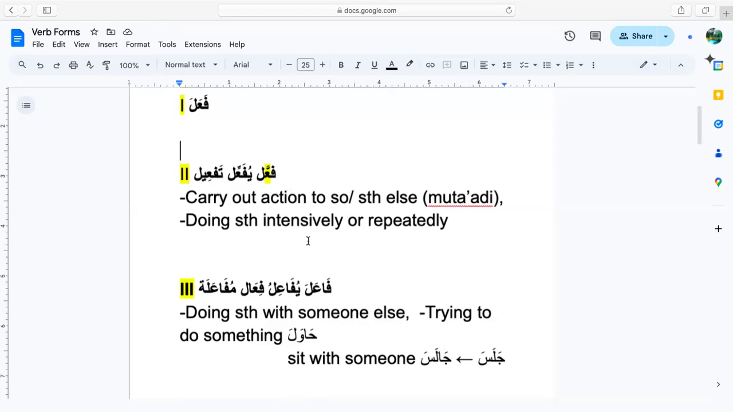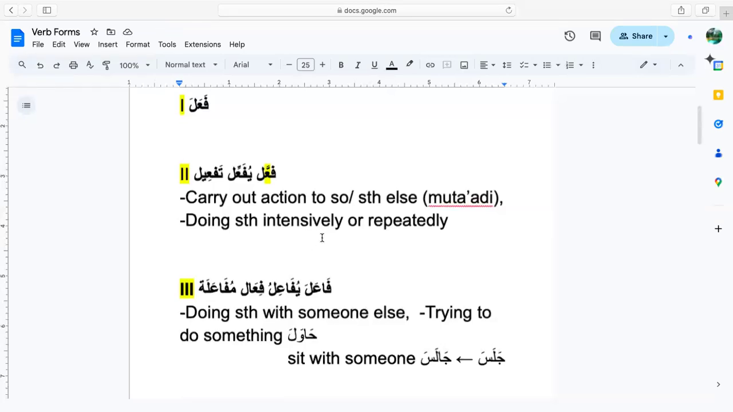So, for example, we said alima ya'lamu means to know something. And allama yu'allimu is to teach someone something. So you carry out action to someone, meaning teaching someone something or to something else. So it is muta'addi, meaning it has a maful bihi, a receiver of the action, which has a fatha. So, for example, we say علمت الطالب توحيد. I taught the student tawhid, for example. So that is that.